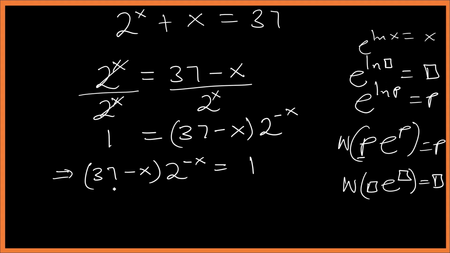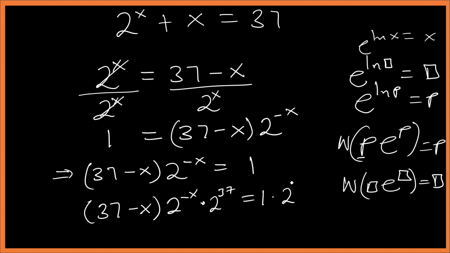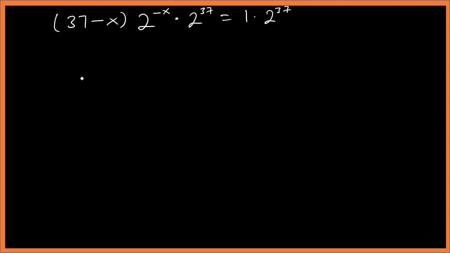Now we have 37 minus x here. So let's make the power also 37 minus x. So what are we going to do? We are going to add 37 to this. And how do we do that? So I'll just multiply by 2 raised to 37 on both sides. So 1 times 2 to the power 37 to balance it. Okay, so we have this.